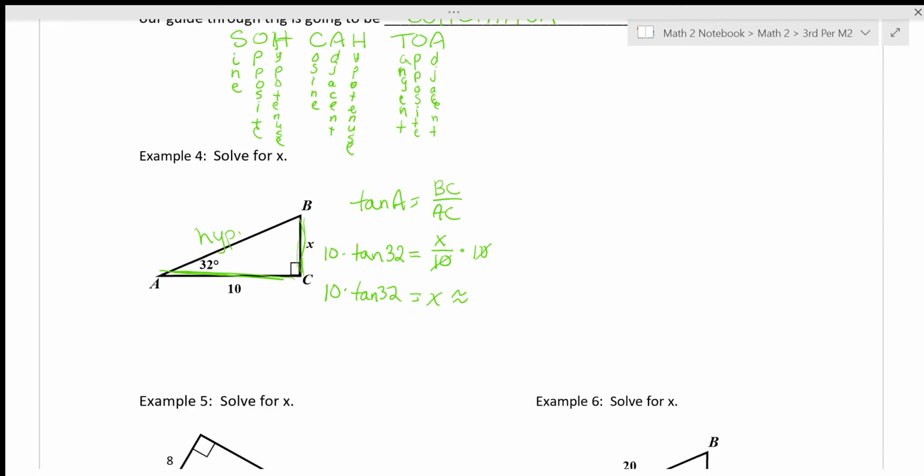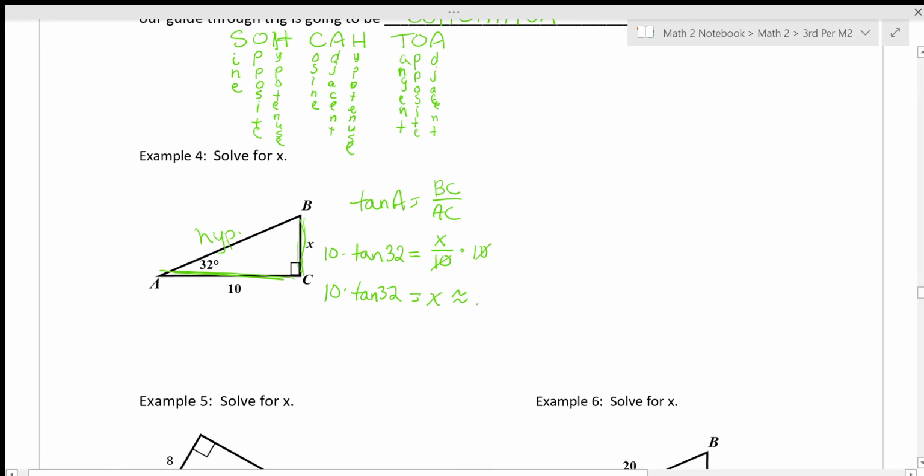So after you put in 32 tangent, you should get 0.624869, etc. Then take that big old long decimal, don't round it, and right from there, press times 10 equals. That will give you another big old long decimal, and that's what you're going to want to round here.